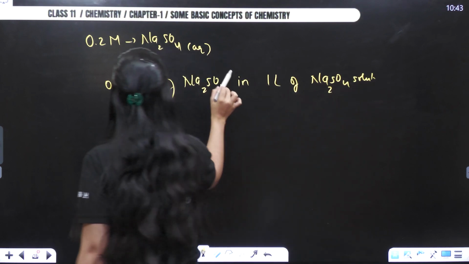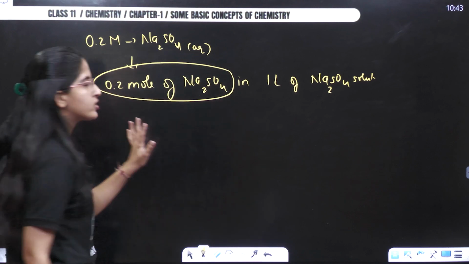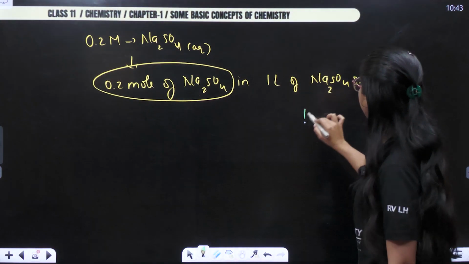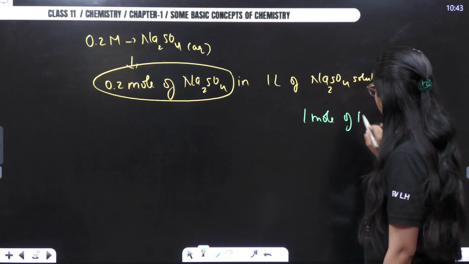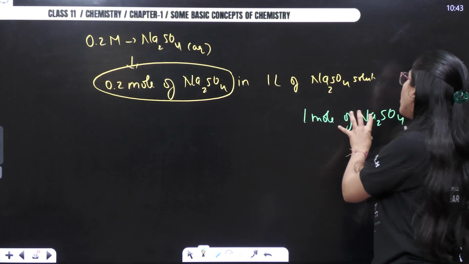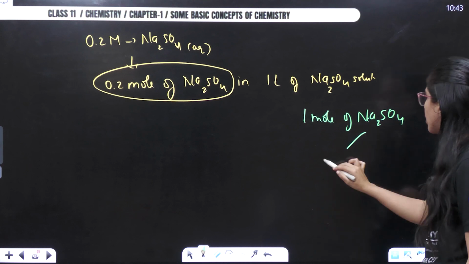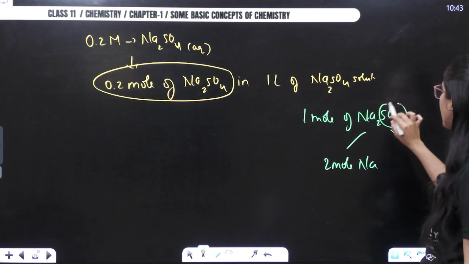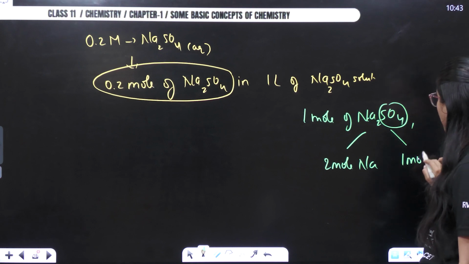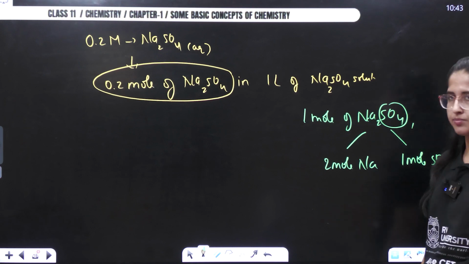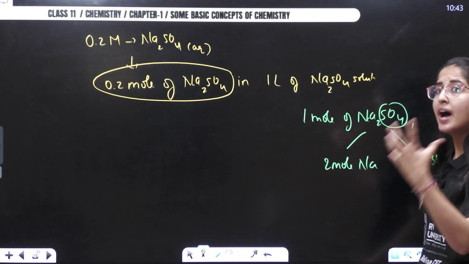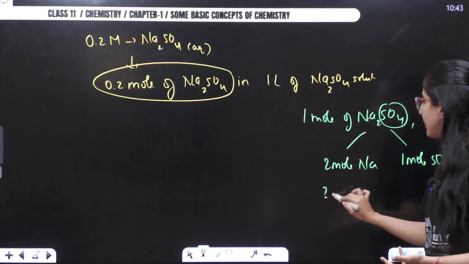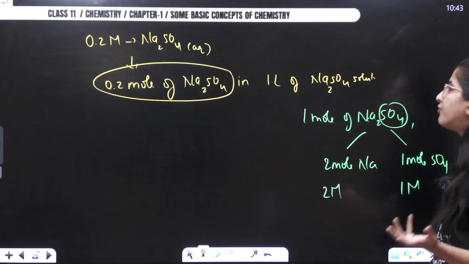Correct? So now 0.2 moles of Na2SO4 is there. Clearly understand now. If I take 1 mole of Na2SO4, how many moles of sodium are there here? So 2 moles of sodium are there, and how many moles of sulfate is there? Only 1, right? So 1 mole of sulfate is there. So if there is 1 molar of Na2SO4 solution, then what will be the molarity? It will be 2 molar for sodium, 1 molar for sulfate.